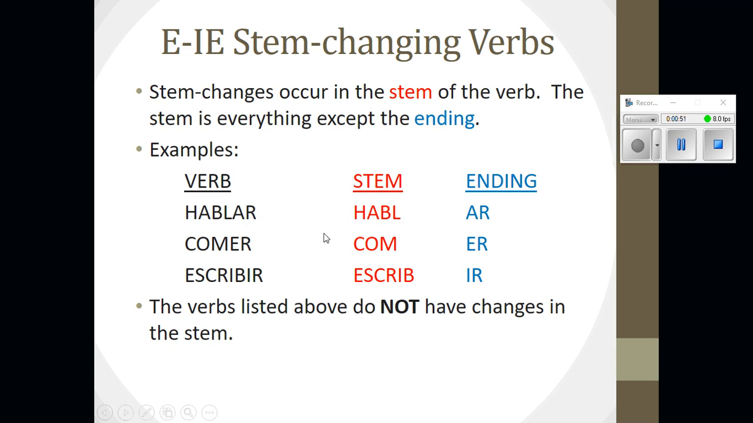So for hablar, HABL is the stem because that is everything that's left over when you remove the ending. Okay? The verbs listed above do not change in the stem. So notice here HABL has no changes from the infinitive, right? Same thing here. Comer, COM, nothing changes here. Okay? We'll get into that in just a minute. Just want you to notice that there are two parts to a verb, the stem and the ending.